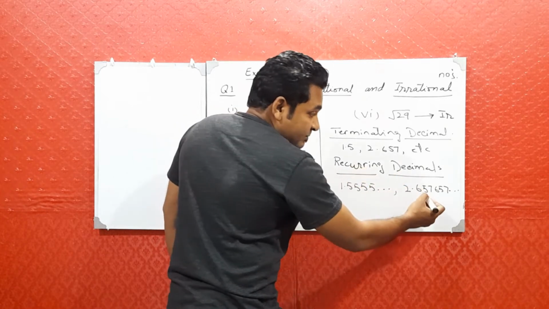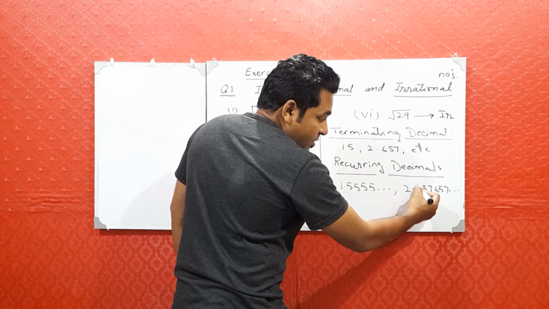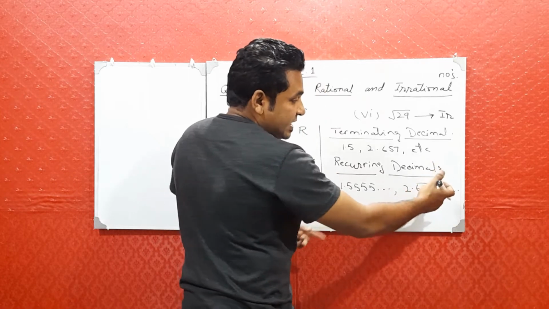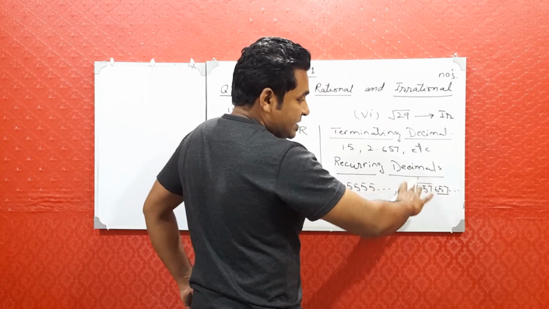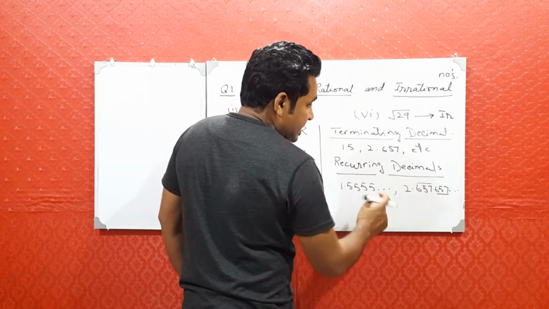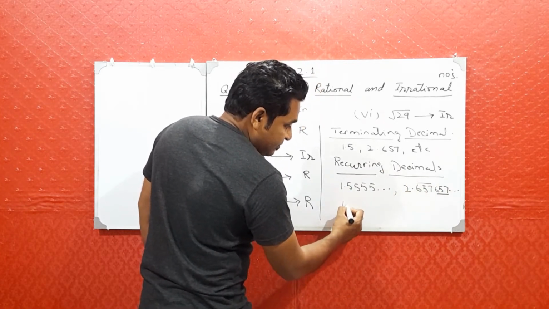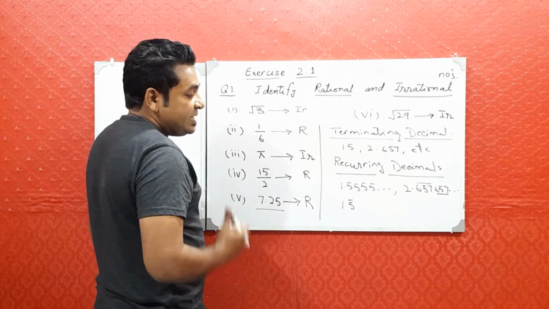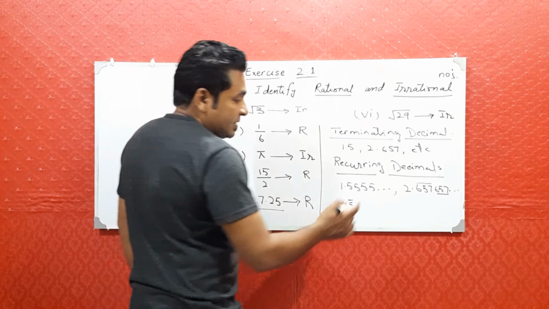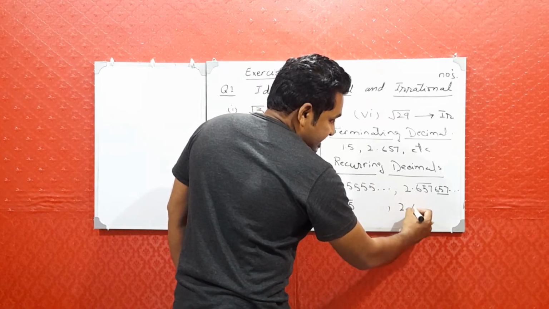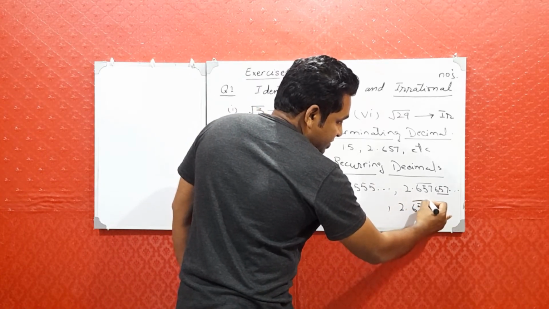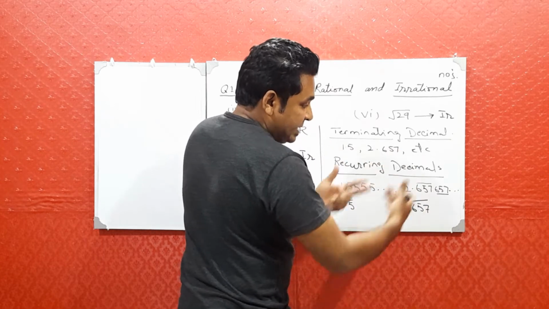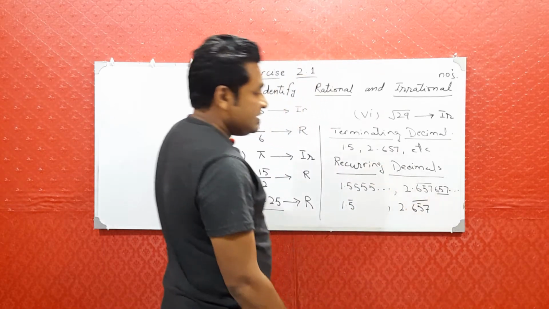But why recurring? Because you can see that here we have a block, 657, and after that we will again get 657. So it's a block. Whenever we get a block, we use a line on it. For example, if I write 1.5, I will use a bar on 5. This bar tells me that 5 is repeating itself continuously, it is not stopping. In the same way 2.657, we will use a bar on these 3 digits, because here a block is repeating itself. So 657 will repeat itself.